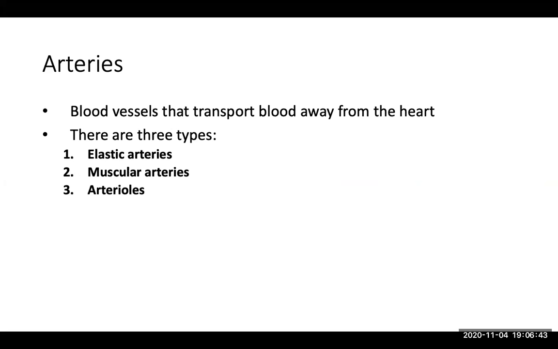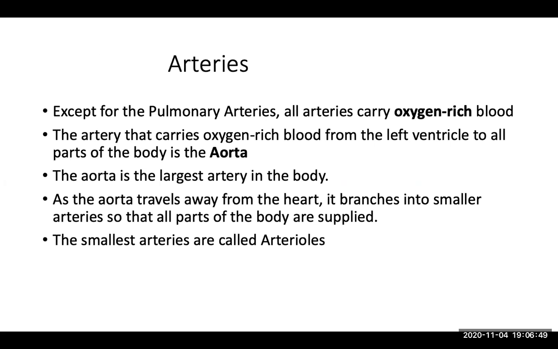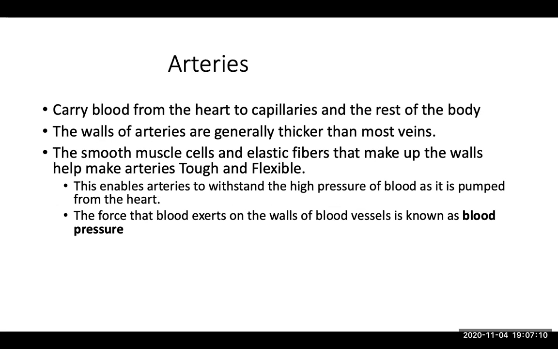Arteries are blood vessels that transport blood away from the heart. You have 3 types: elastic, muscular, and the arterioles. Except for your pulmonary arteries, all carry oxygen-rich blood. And the artery that carries oxygen-rich blood from the left ventricle is the aorta. It's the largest artery in the body. It travels away from the heart, and it will branch into smaller arteries so that all parts of the body are supplied. And the smallest arteries are called arterioles.